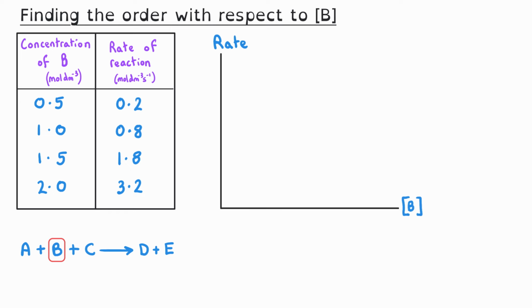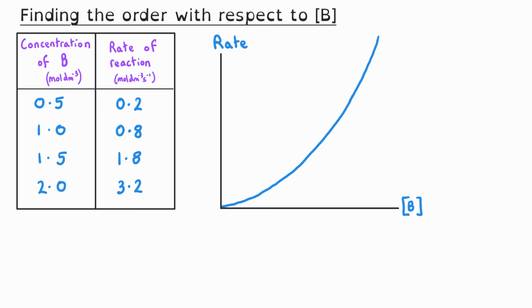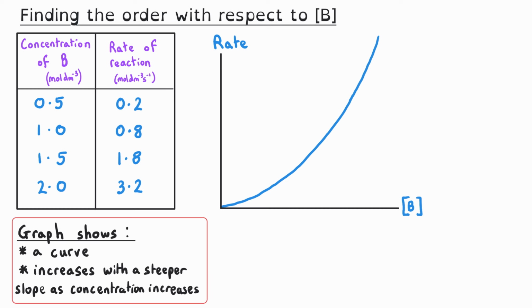Having done that, we would plot a graph of rate of reaction on the y-axis against concentration of reactant B on the x-axis. And the shape of a graph that we might find could look like this. And this graph is showing us a curve, and this curve increases with a steeper slope as the concentration increases.